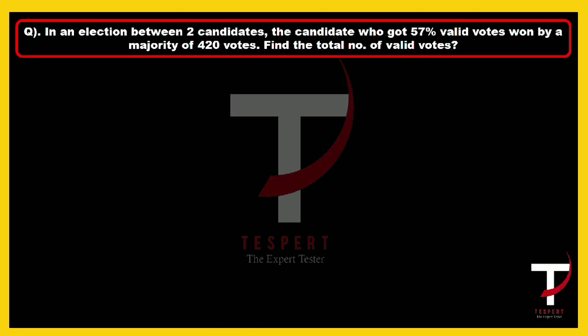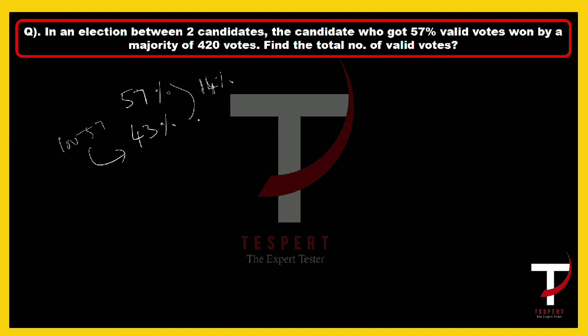In an election between two candidates, the candidate who got 57% valid votes won by a majority of 420 votes. Find the total number of valid votes. So the winner got 57% votes. The loser got how many votes? 43% votes, right? If a winner gets 57, the loser gets 100 minus 57, that is 43%. So what's the difference here? 57 minus 43, which is equal to 14%.